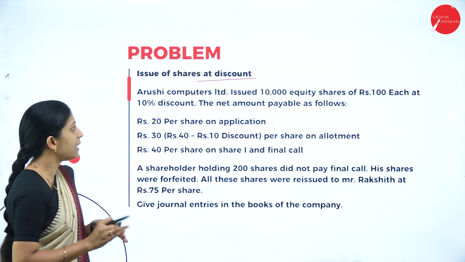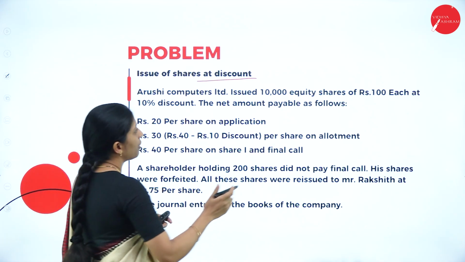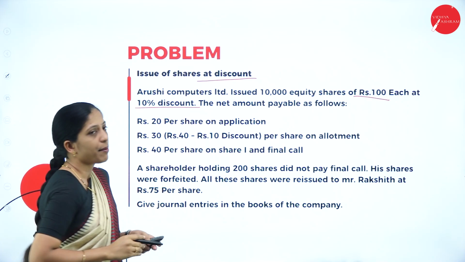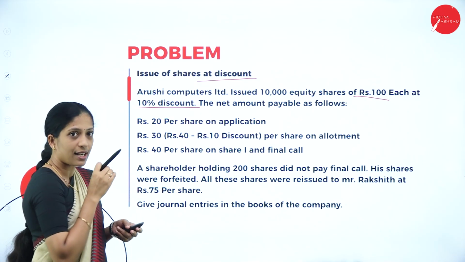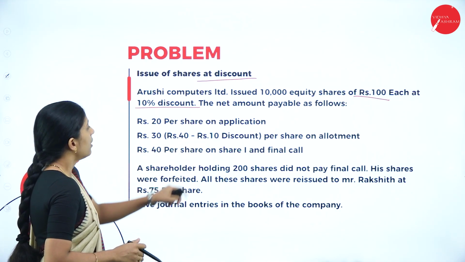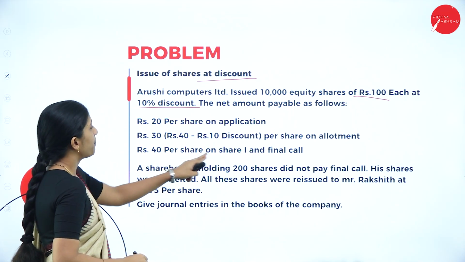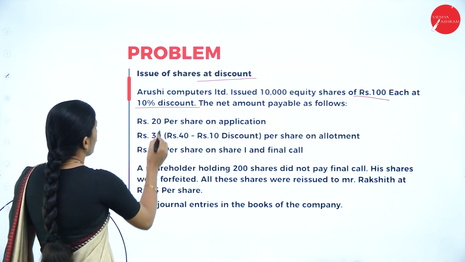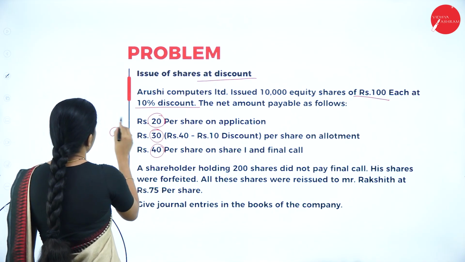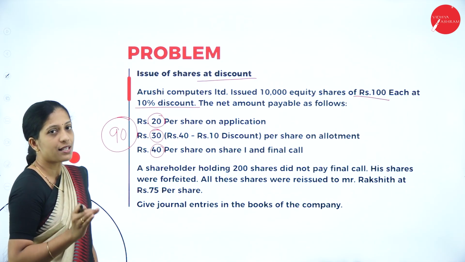So, what would be your entry? Arushi Computers Limited issued 10,000 equity shares of rupees how much? 100 each at 10% discount. The net amount as follows. 20 per share on application, 30, that is 40 minus 10 discount, per share on allotment and 40 per share on first and final call. So, if you add 20 plus 30 plus 40, it will be 90 rupees, which means that 100 rupees share is being issued at rupees 90, 10 rupees is discount.